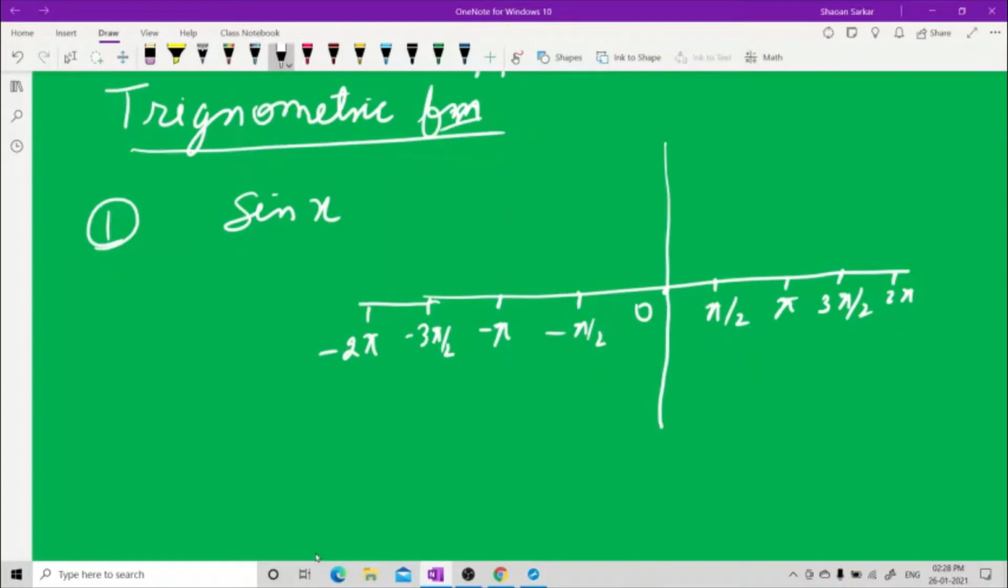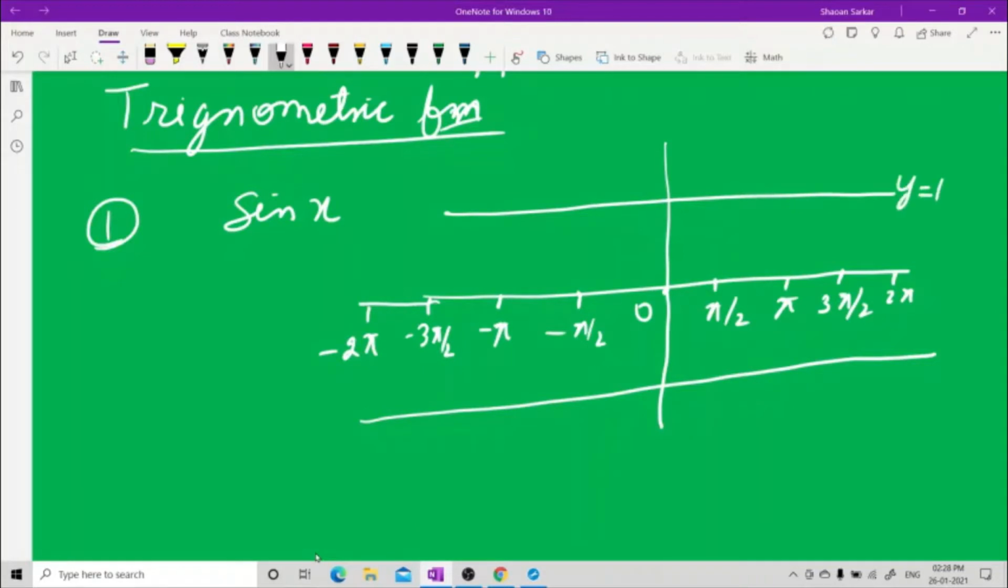Now, this lies between minus 1 and plus 1. This is the line y equal to minus 1. This is the line y equal to plus 1. Let me write y equal to plus 1 and y equal to minus 1. At 0, sine is 0. At pi by 2, it is 1. At minus pi by 2, it is minus 1. So, this will go like this.